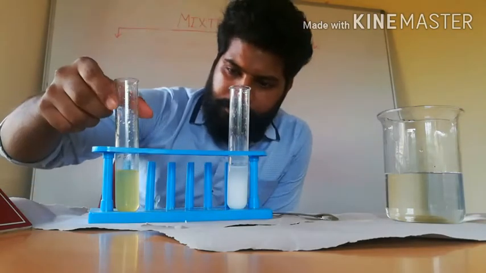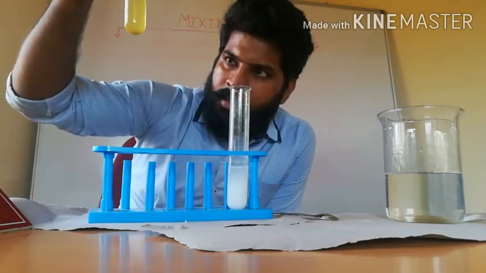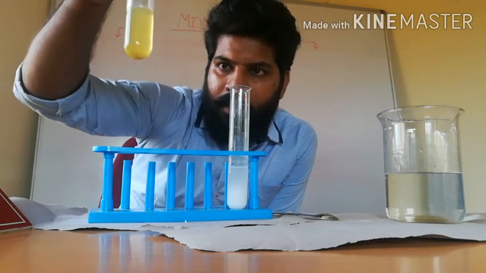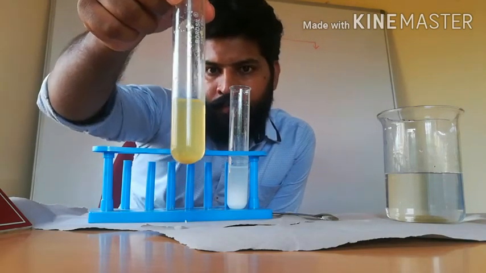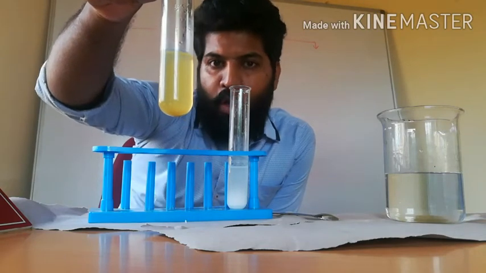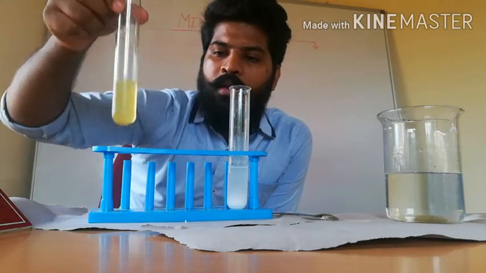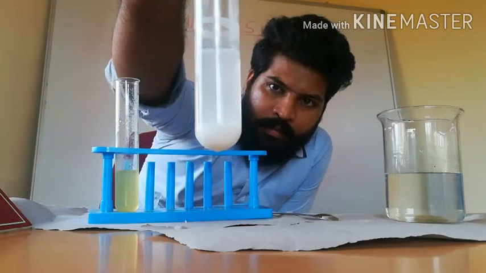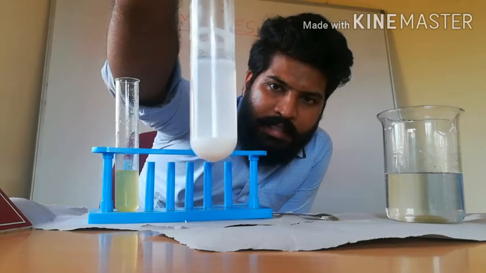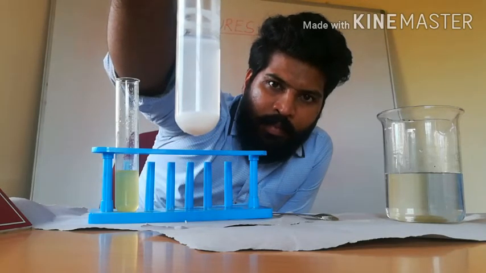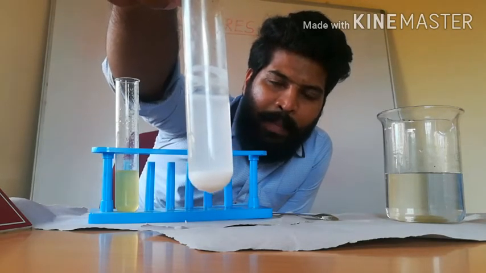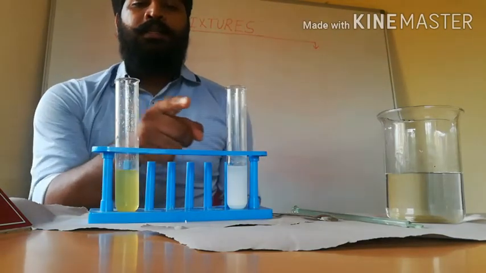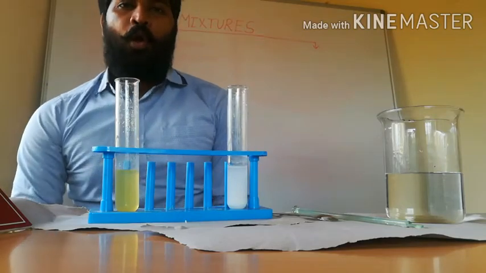You see that in this, particles are completely dissolved. They are uniformly dissolved. Whereas here you can still see that the particles are in a suspended phase. What are these types of mixtures called?